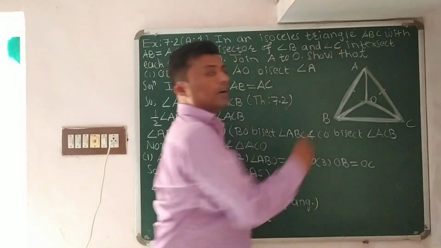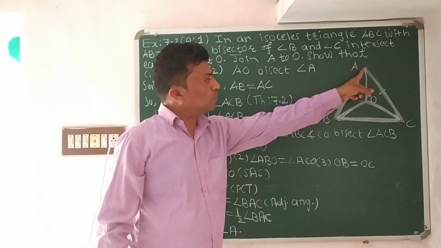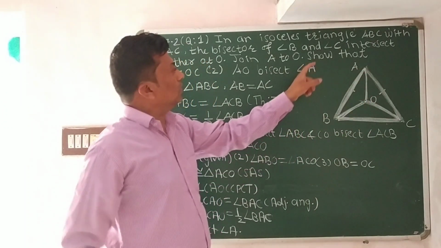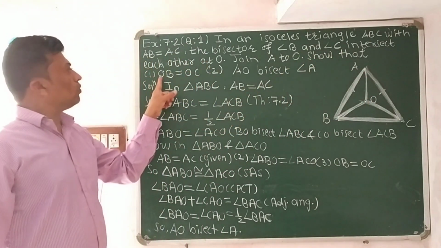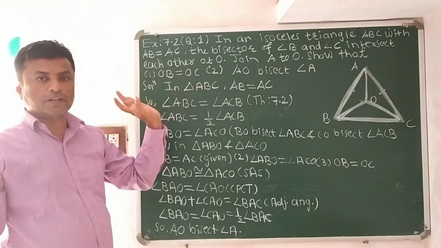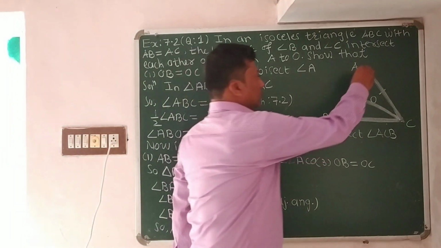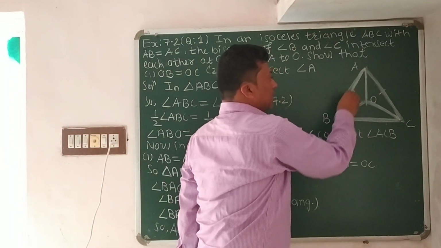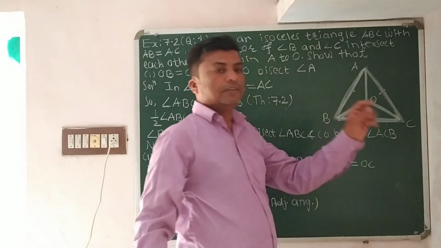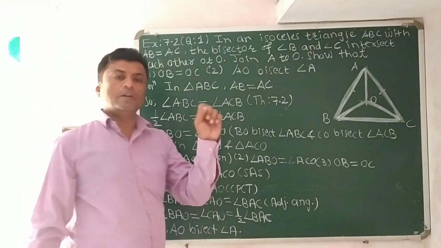These both points we have to join, and we joined point A and point O and show that OB is equal to OC. That already we proved. Second, AO bisects angle A. So see children, this is AO and it should bisect this angle A. That we have to prove. Now we will prove this.